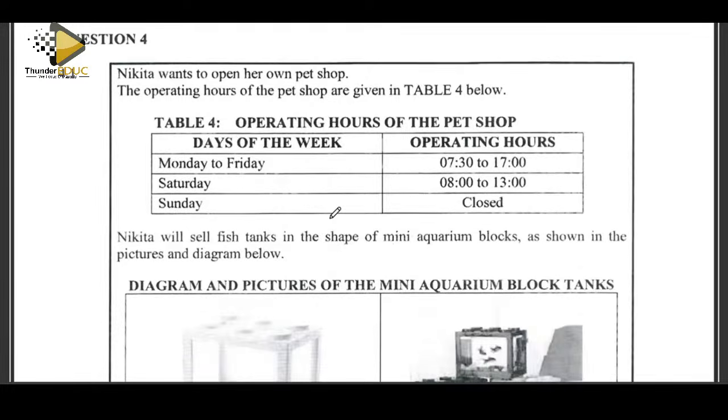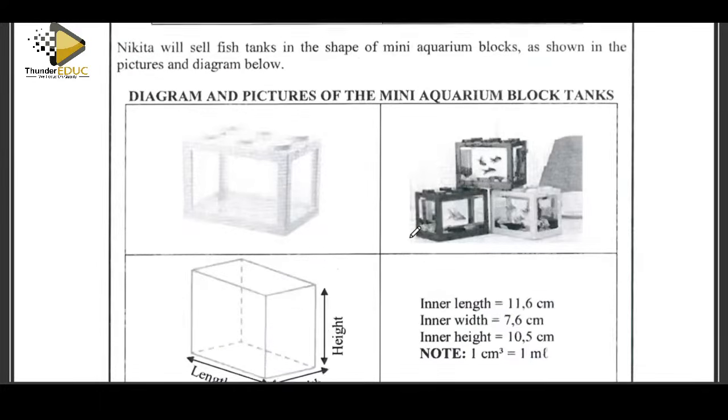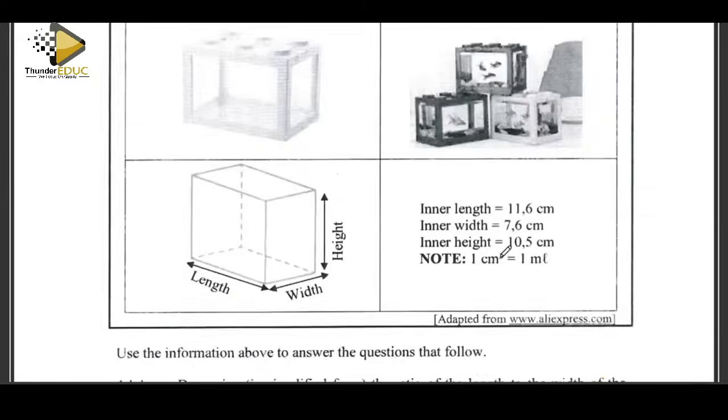Question number 4 talks of Nikita, who wants to open her own pet shop. The operating hours of the pet shop are given in Table 4 below. Monday to Friday, it opens from 7:30 to 17 hours, and on Saturday it opens from 8 hours to 13 hours. Nikita sells fish in the shape of mini aquarium blocks as shown in the diagram below. So these are the diagrams, and we shall see what we shall do with them.